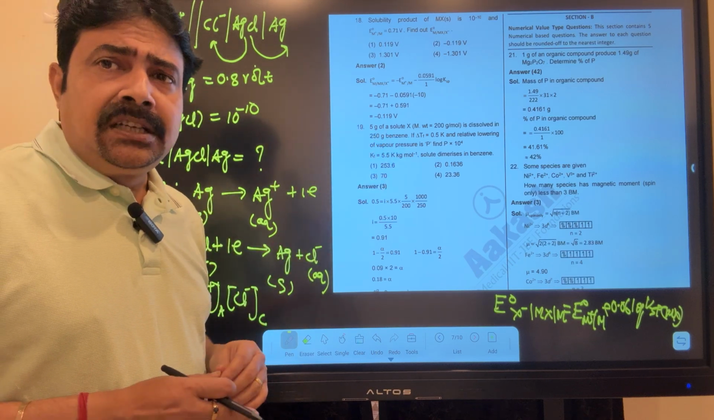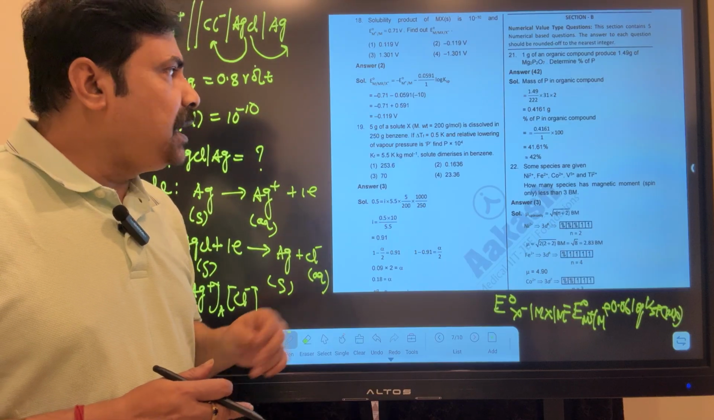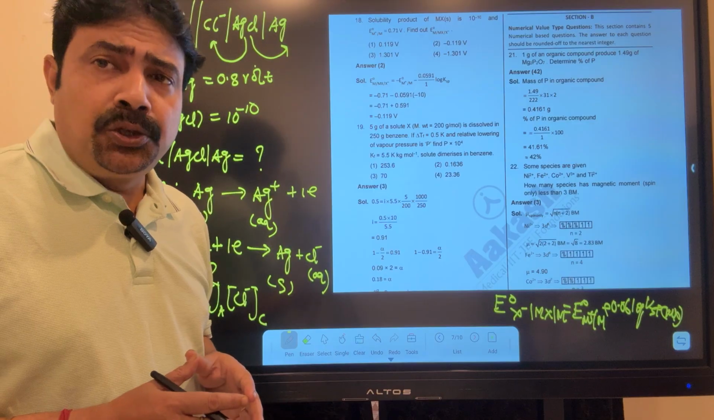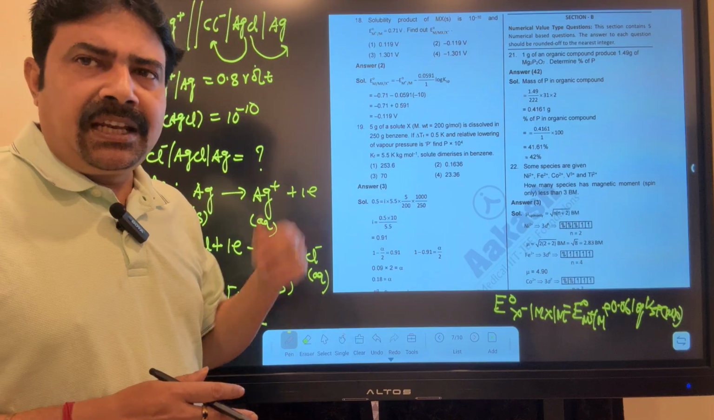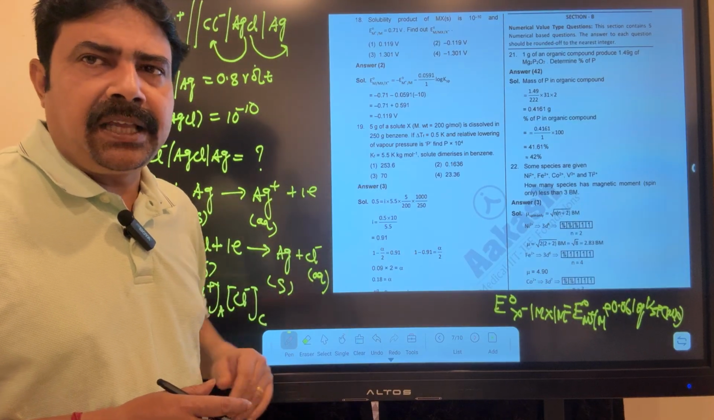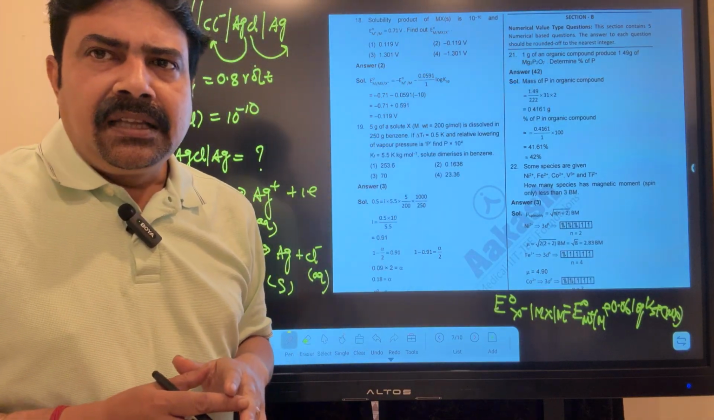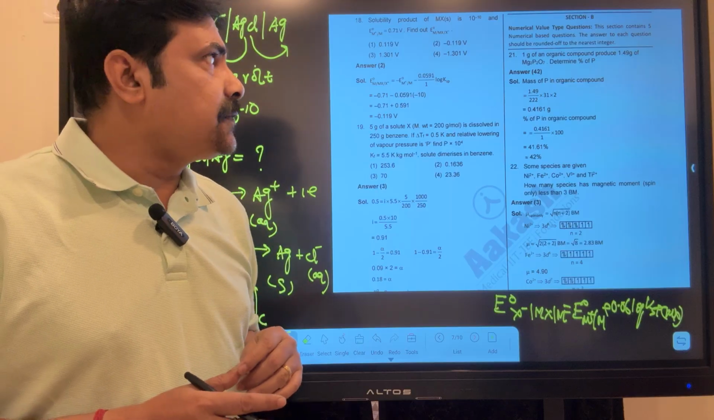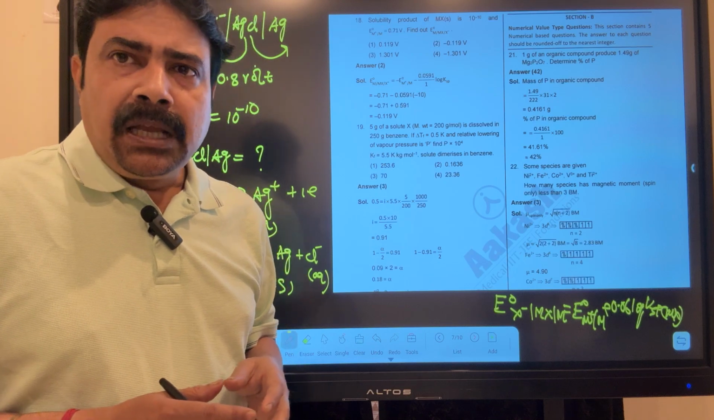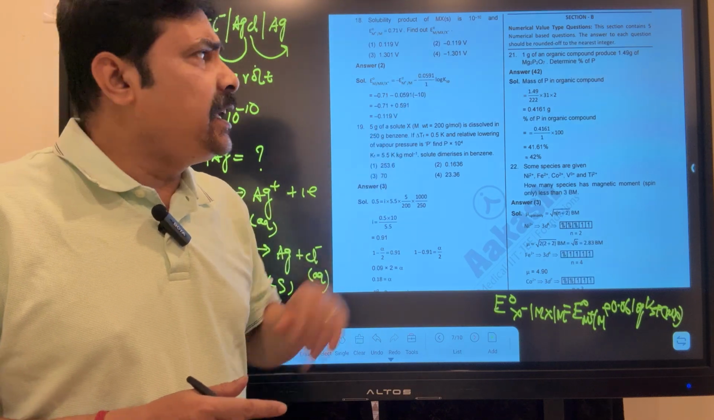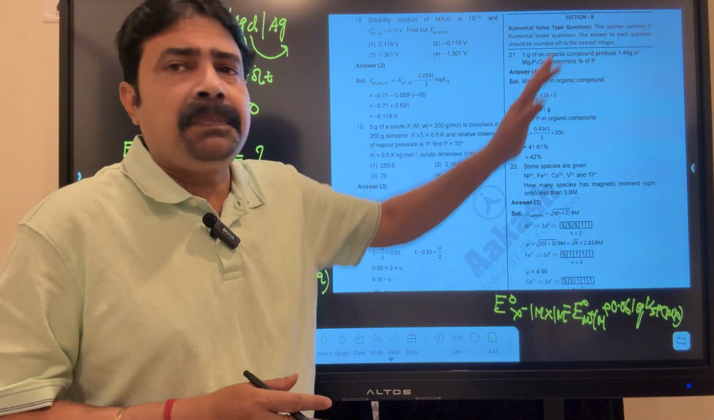Once you get the i value, for relative lowering of vapor pressure, delta P by P naught will be equal to the mole fraction of solute, that is number of moles of solute by number of moles of solute plus number of moles of solvent. Wherever number of moles of solute appears, you have to multiply it by i, then you will get your values. And question 21 is clearly based on the formula: 2 into the atomic weight of phosphorus, which is 31, into the amount of Mg2P2O7 formed, by the molar mass of Mg2P2O7, into the weight of organic sample, into 100, and you will get the percentage of P.